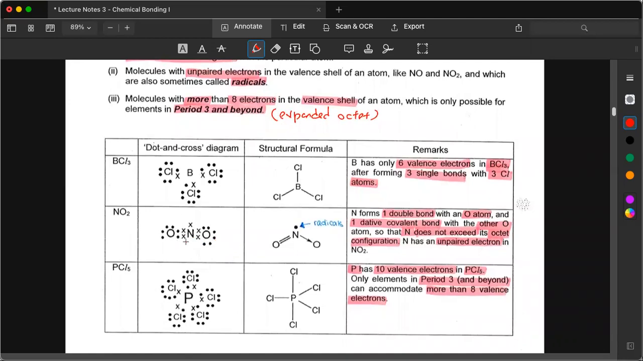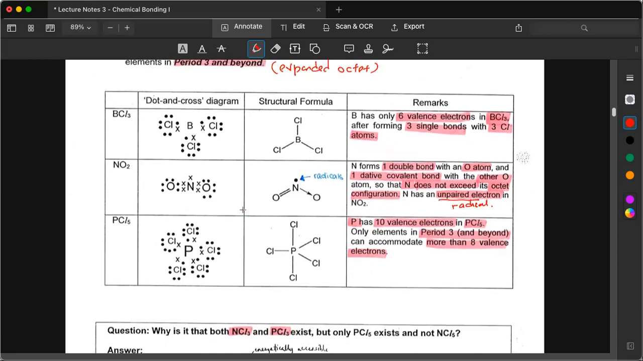How about NO2? Nitrogen forms 1 double bond with oxygen and 1 dative bond with another oxygen. This is such that nitrogen will not exceed its octet configuration. However, by doing so, nitrogen has 7 electrons in the valence shell after forming the bonds, which means it's actually a radical, meaning there's an unpaired electron. So unpaired electrons imply that there's a radical.